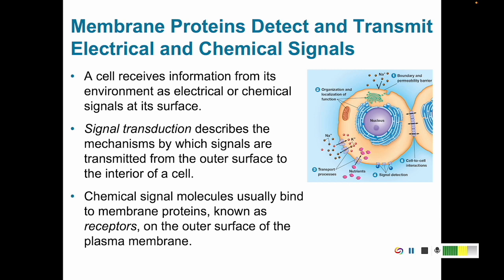The membrane proteins will detect electrical signals and chemical signals. So it can detect charges, negative or positive, and it can detect different proteins. It can detect different sugars or different hormones. And when a specific signal binds to its receptor, it starts what's called signal transduction. Signal transduction is what happens inside the cell after the signal is received.